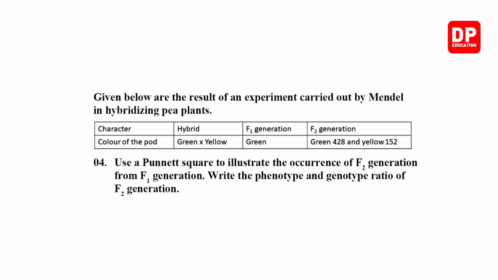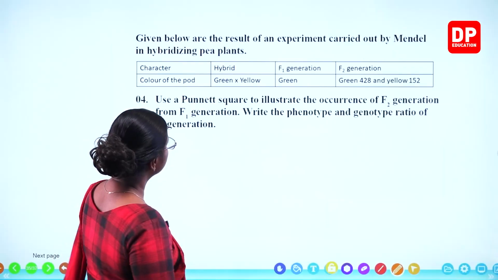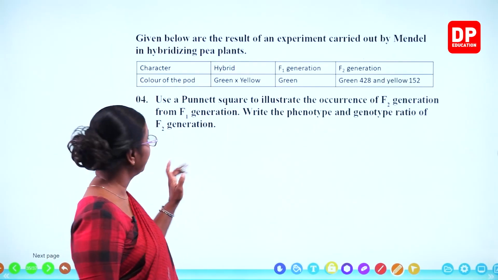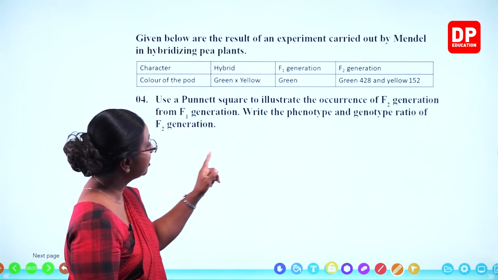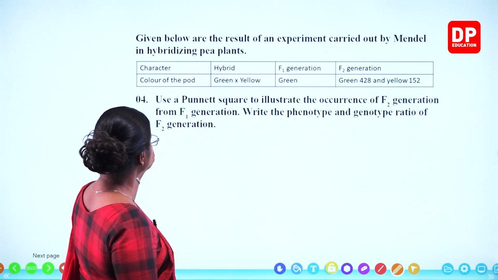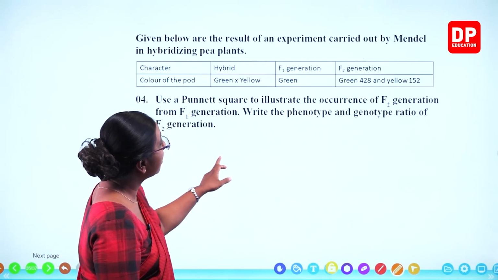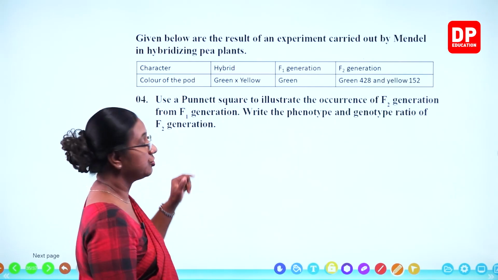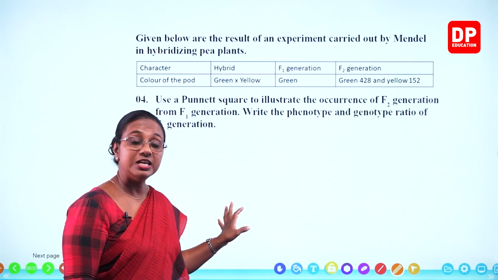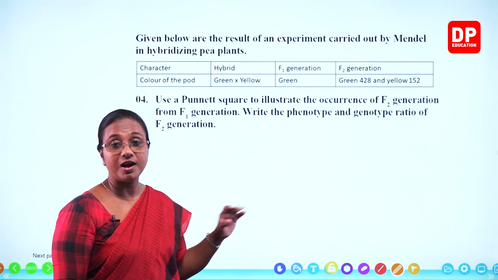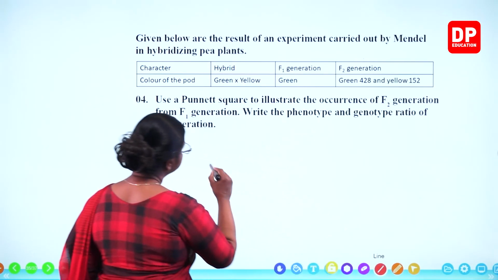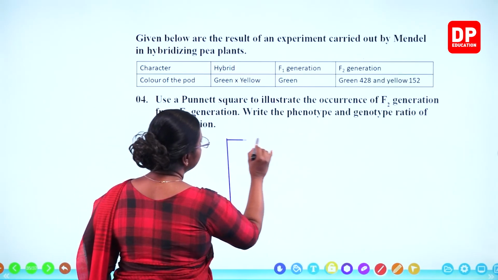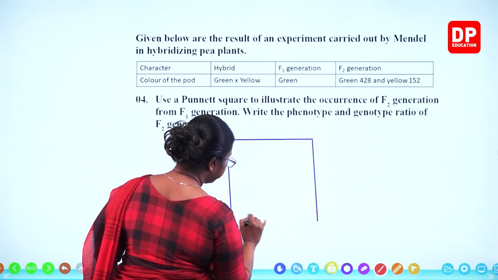Given below are the results of an experiment carried out by Mendel in hybridizing pea plants. So this is the same table that we had before, and this is the fourth part of the question. Use a Punnett square to illustrate the occurrence of the F2 generation from the F1 generation. Write the phenotype and genotype ratio of the F2 generation. So here you only need to use one Punnett square to show the occurrence of the F2 generation. So there, F1, you can remember.